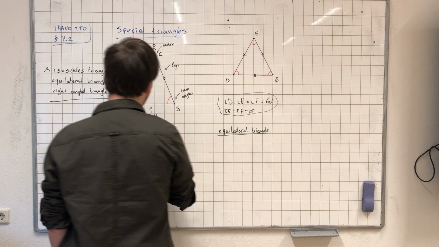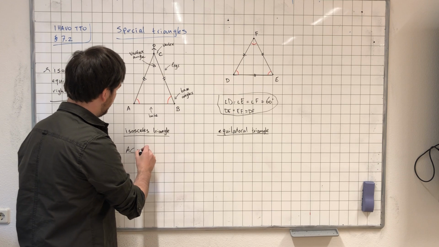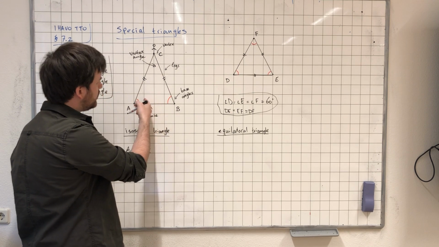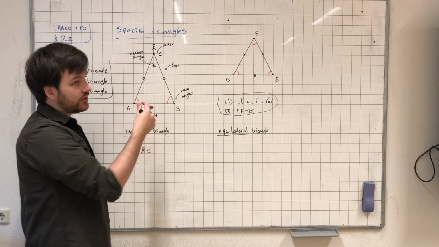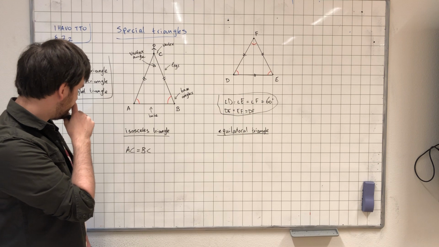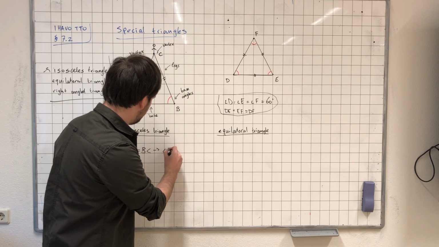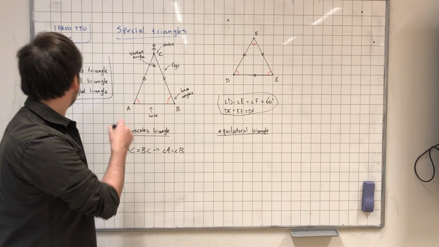You could have written down something like this over here as well. Then you would have had AC is equal to BC. But you don't know how big these angles are. Those could be different. Those could be 80, but they could also be 20, for example. But what you do know is that angle A is equal to angle B. So those are the two different ones.